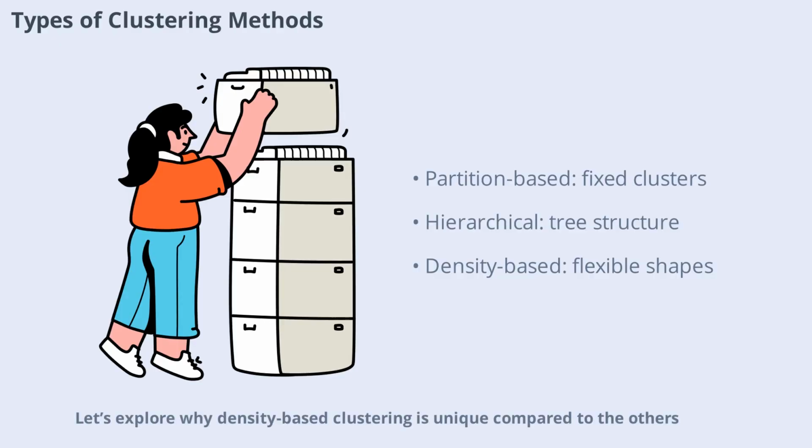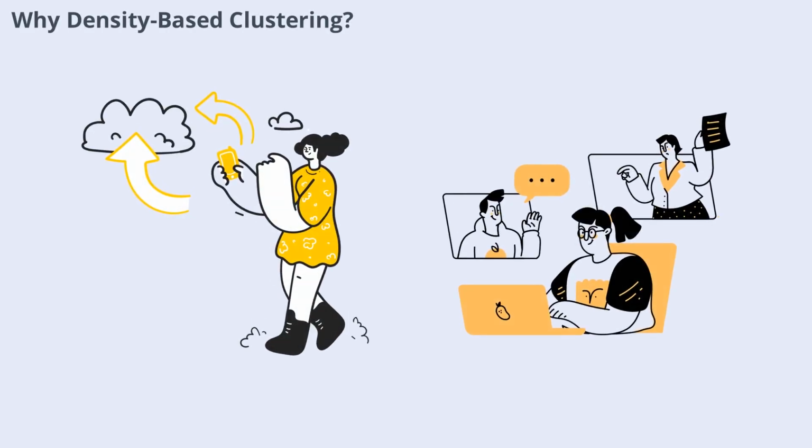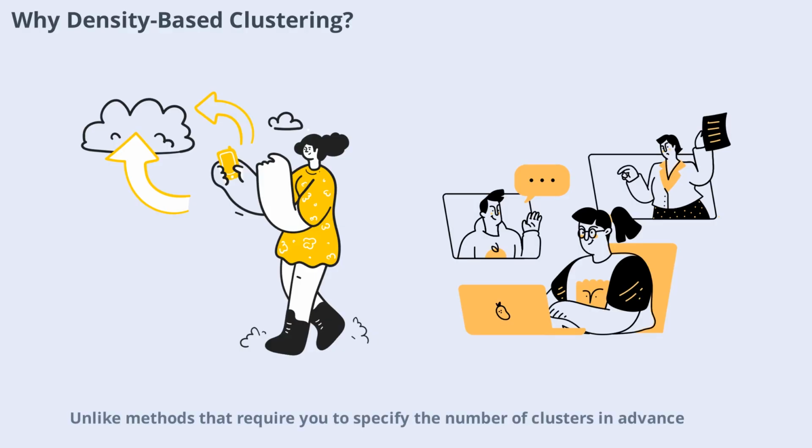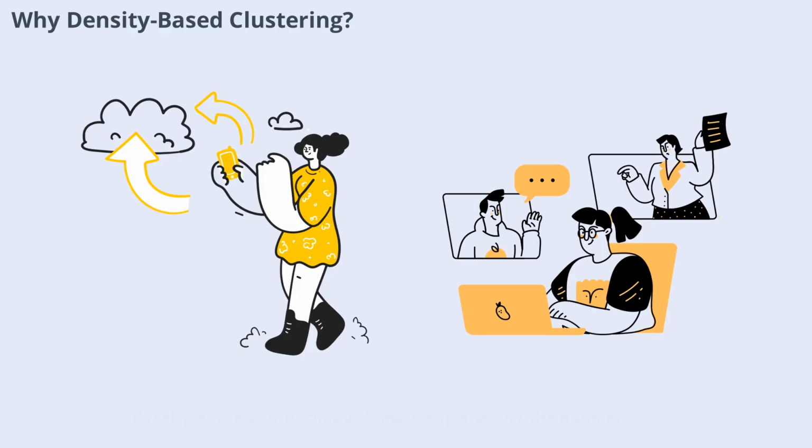Let's explore why density-based clustering is unique compared to the others. Density-based clustering stands out because it can find clusters of arbitrary shapes and is robust to noise and outliers. Unlike methods that require you to specify the number of clusters in advance, density-based approaches automatically discover the number of clusters based on the data's structure. This makes it ideal for real-world datasets where clusters aren't always spherical or evenly sized. Next, we'll look at the core concepts behind density-based clustering and how it works in practice.